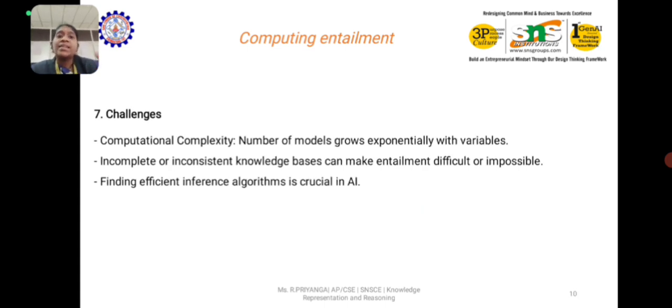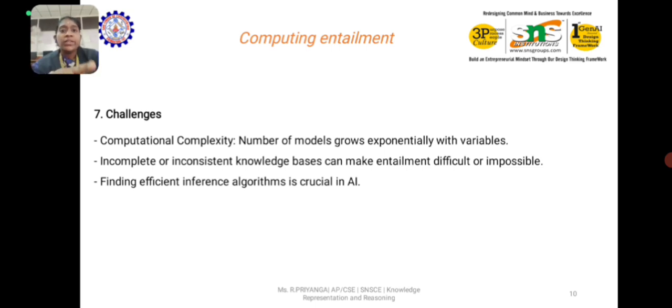We move to the challenges. The first challenge is computational complexity. Here computational complexity means the number of models, that is the number of possible scenarios, grows quickly as the number of variables increases, making entailment computationally expensive.